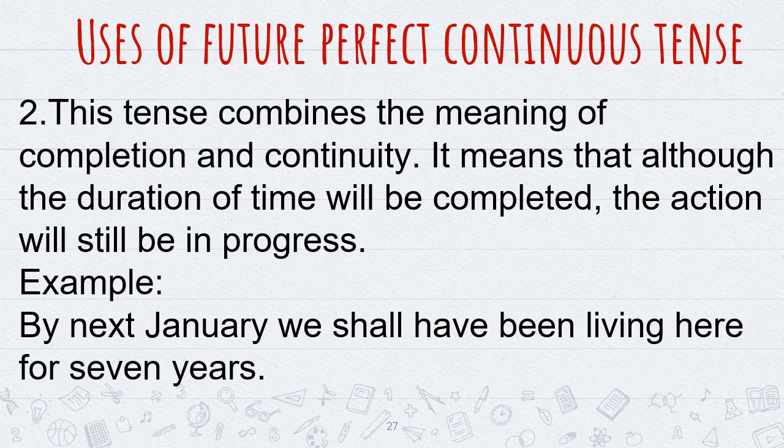The second use of future perfect continuous tense is that this tense combines the meaning of completion and continuity. It means that although the duration of time will be completed, the action will still be in progress. For example, by next January, we shall have been living here for 7 years. Clear?